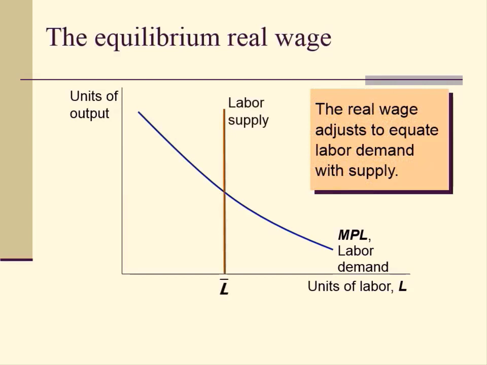Now, with fixed or vertical labor supply and downward sloping labor demand combined, we can see how the equilibrium real wage is determined in the labor market. That is, the real wage adjusts to equate labor demand with supply. Therefore, the equilibrium real wage is determined when L bar, which is labor supply, equals labor demand. In other words, where these two curves cross, that's where the equilibrium real wage is determined.